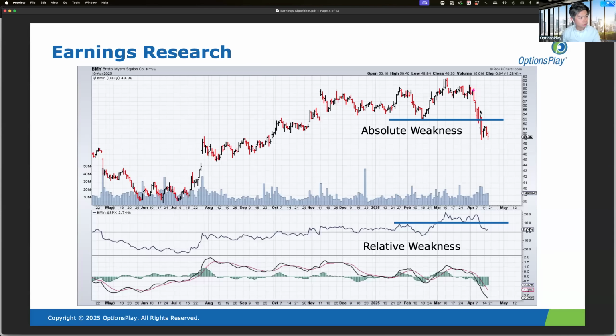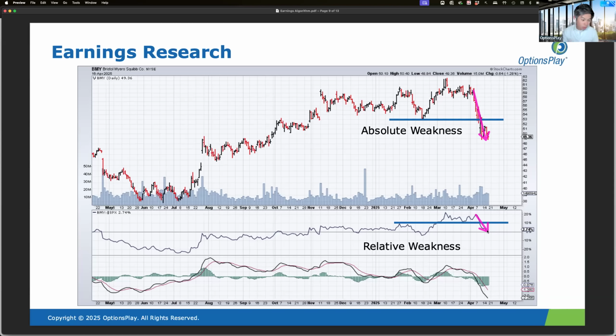And for example, in Bristol Myers that's breaking below support, not only do you want to see a stock that's breaking support, you also want to see it underperform the S&P 500. Those two things are really important. And I would say that it's only probably about 20% of the time when you get both, right? Meaning a lot of times what you'll get is absolute strength, but you don't get relative strength alongside with that, or vice versa. If you get absolute weakness, but you're not seeing relative weakness alongside with that as well.